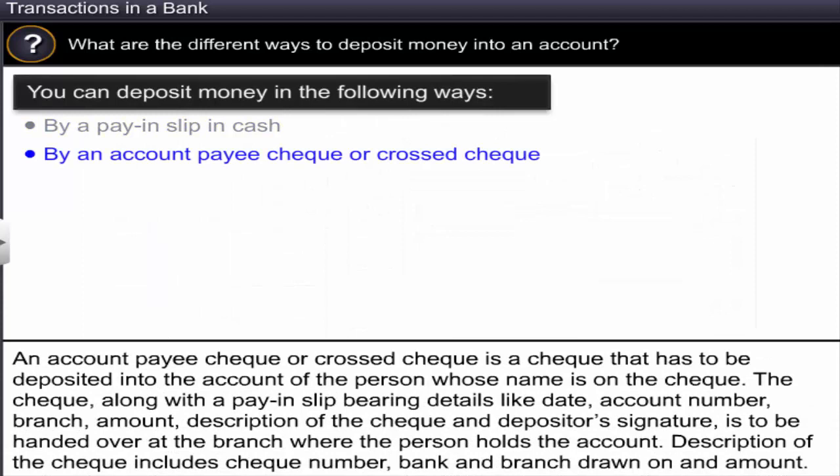An account payee check or crossed check is a check that has to be deposited into the account of the person whose name is on the check. The check, along with a pay-in slip bearing details like date, account number, branch, amount, description of the check, and depositor's signature, is to be handed over at the branch where the person holds the account. Description of the check includes check number, bank and branch drawn on, and amount.